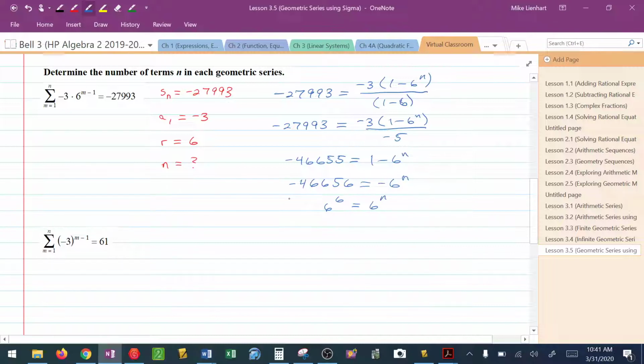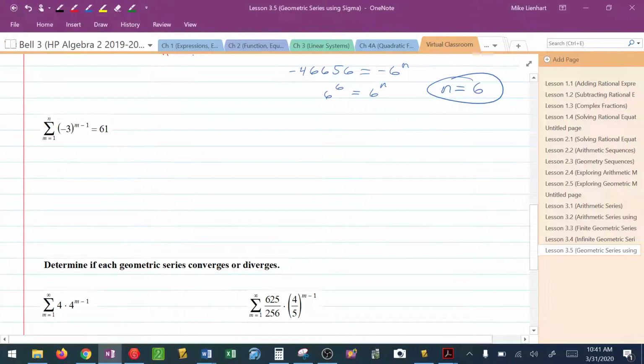Notice I dropped the negatives off because both sides were negative, which tells me there are 6 terms in this sequence. So these kinds of problems, guys, take a little bit of playing around with the equation. But they're very doable. All right, let's take a look at another one here.